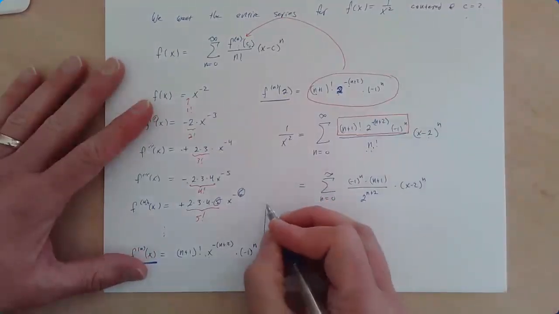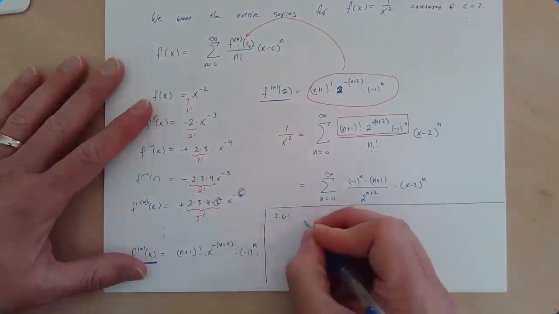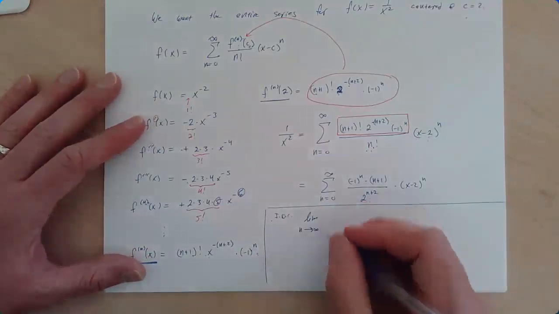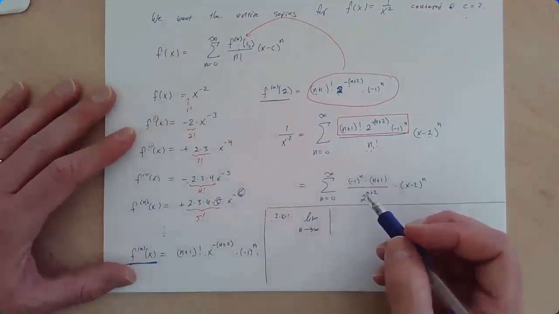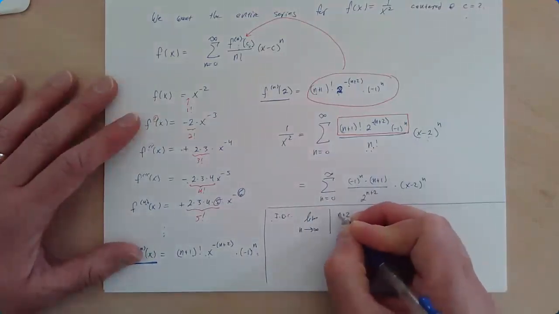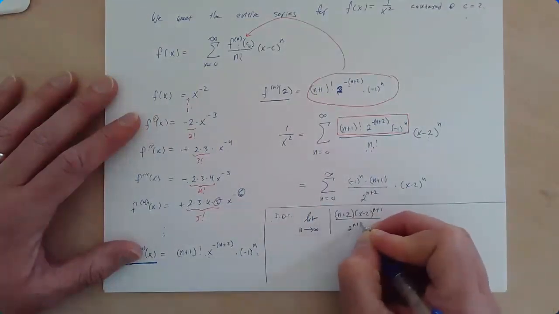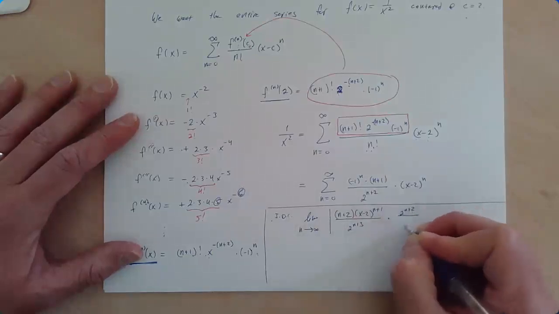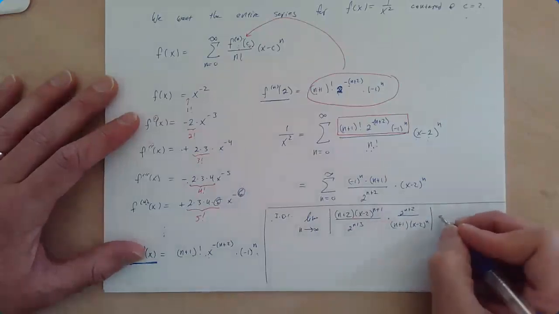So, interval of convergence, we take the limit as n goes to infinity of the n plus 1 term over the nth term. When I do interval of convergence, I really ignore the alternating part. I know it's going to go away. I'm just going to write n plus 2 times x minus 2 to the n plus 1 over 2 to the n plus 3, times 2 to the n plus 2 over n plus 1 times x minus 2 to the n.